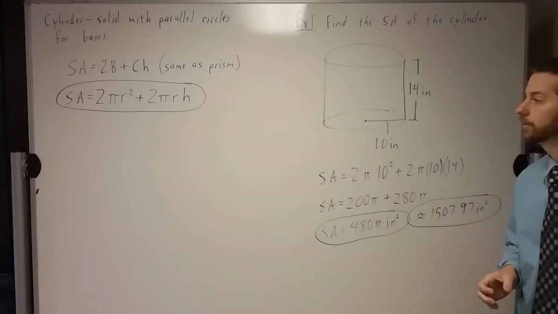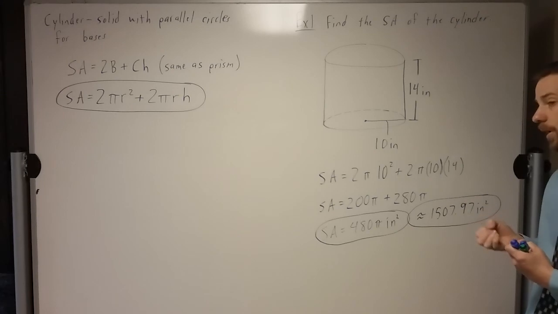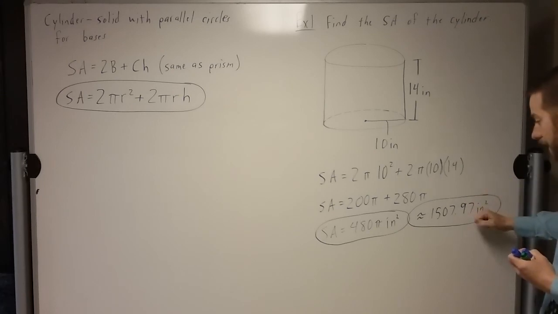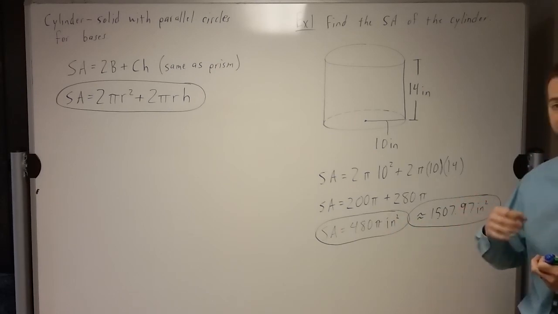So that's how we find the surface area of a prism and how we find the surface area of a cylinder. So there's a couple big formulas there that are helpful for this, and that's the way we're going to do this. Don't forget, we're talking area, so when we have our answers in the end, we want to put them as square inches.